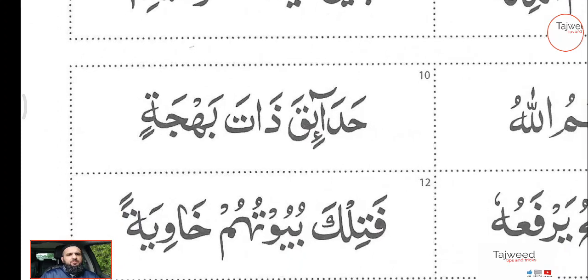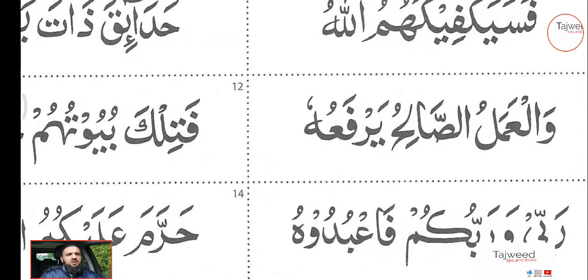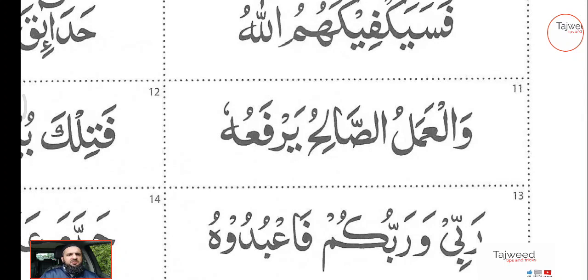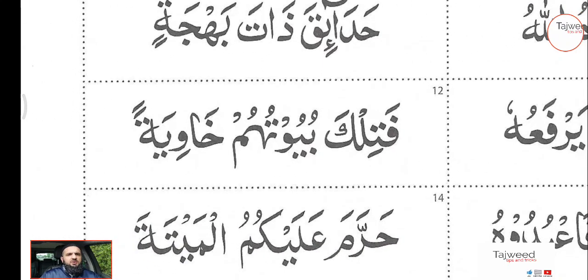Box number 10, bahjatin becomes bahjah. Bahjah. For stopping on it. We're on to the next example, box number 11. Yarfa'uhu becomes yarfa'u, when stopping. Box number 12. Khawiyatan becomes khawiyah.